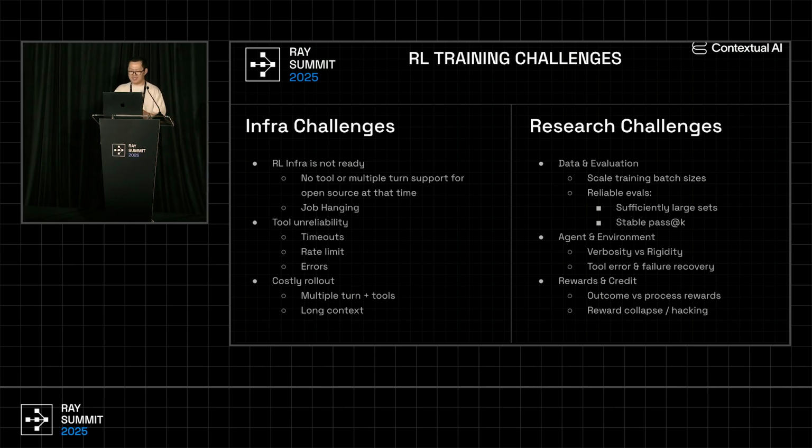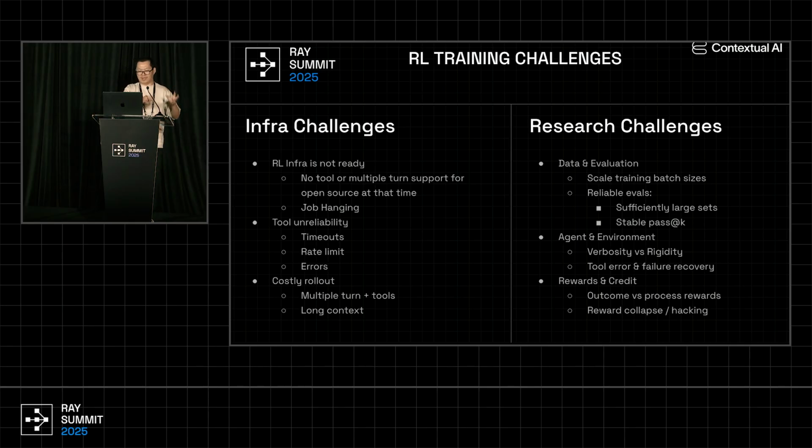If we design the agent to be very stable, we don't need the RL. And when we design the agent environment, especially when you work with tool usage, there's a lot of error and failure. How can we do this recovery? The last one will be something like reward and credit.